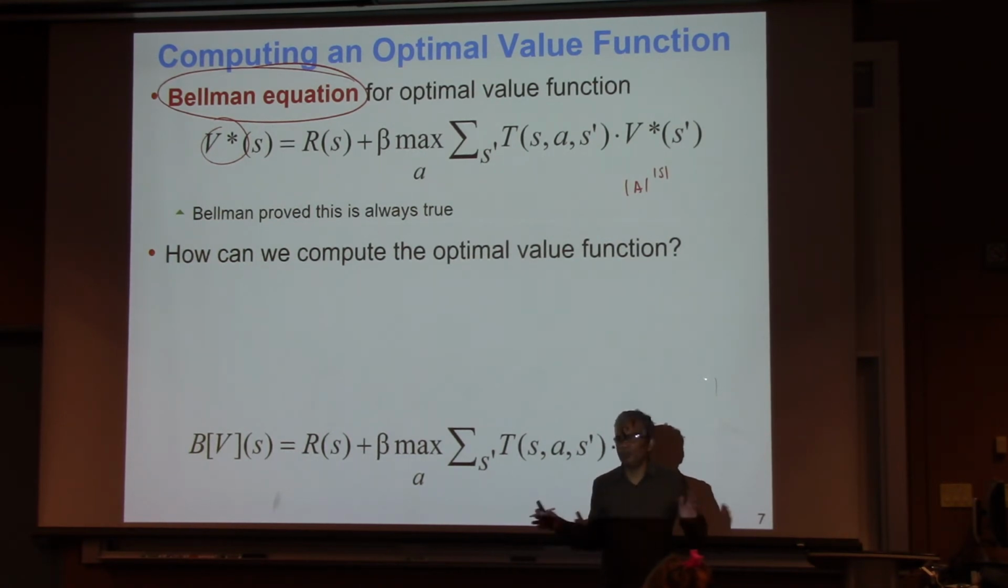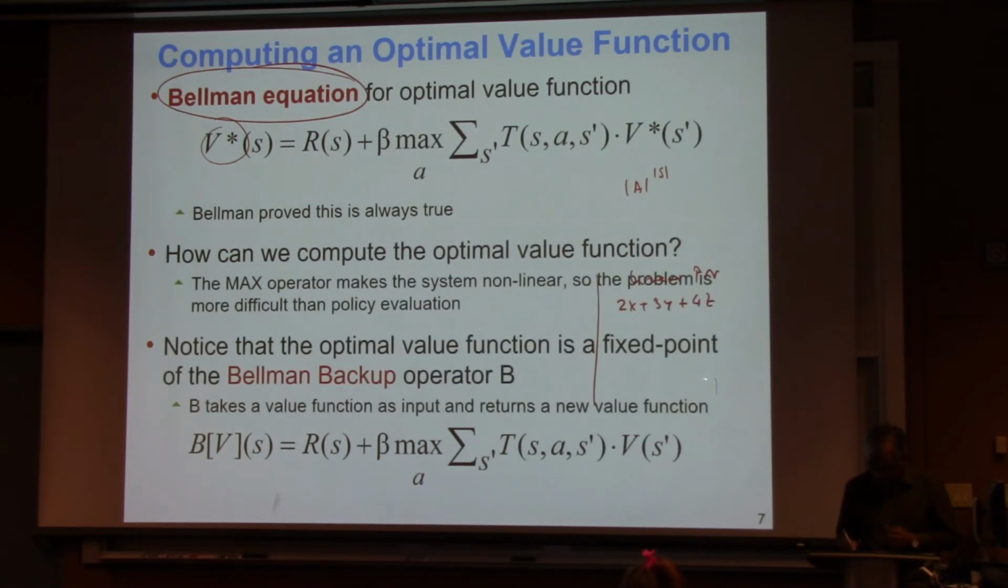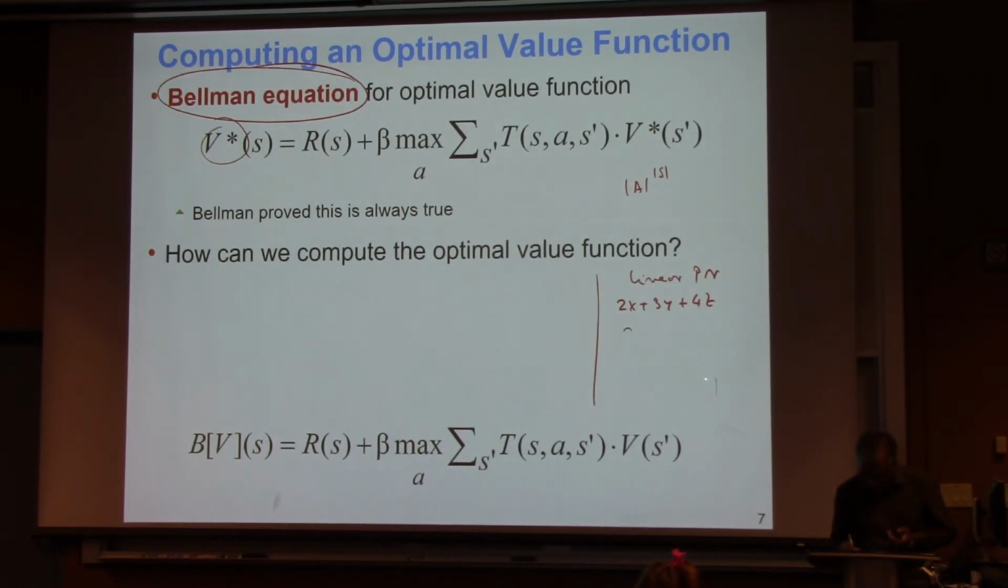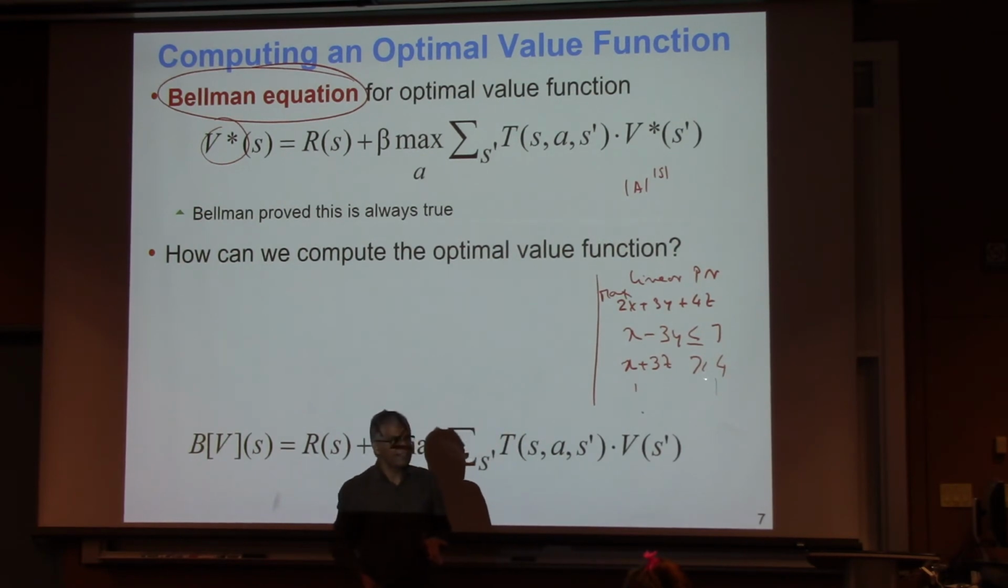How many of you have heard the word linear program? Okay, so linear programming essentially talks about optimizing some objective function. Let's say linear program talks about something like optimize 2x plus 3y plus 4z, okay, maximize this, subject to the constraints, x minus 3y must be less than or equal to 7, x plus 3z maybe, let's say, is greater than or equal to 4, and so on. A linear program is maximizing a linear objective function subject to a list of linear inequalities.